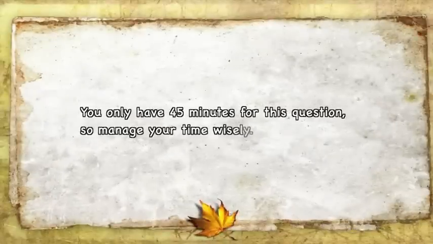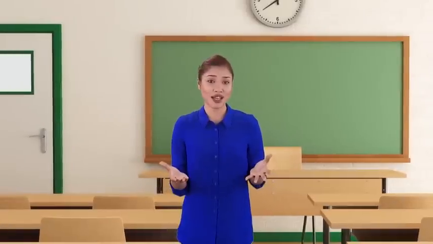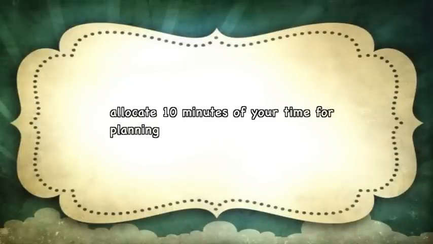You only have 45 minutes for this question, so manage your time wisely. So how can you manage your time wisely when you're writing your essay? First, you should allocate 10 minutes of your time for planning. Planning is a really important stage when writing your essay. This is where you brainstorm, expand your points, and map out your ideas.